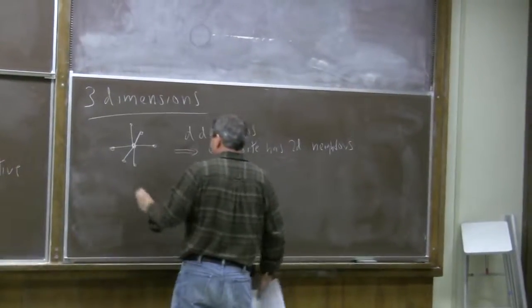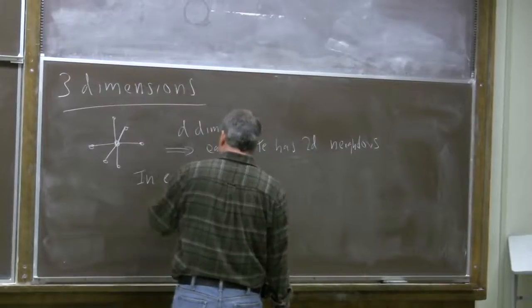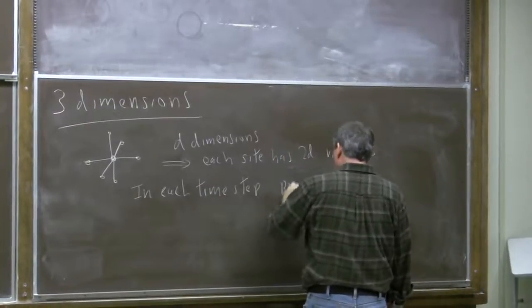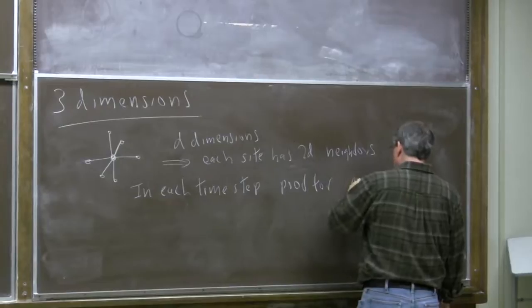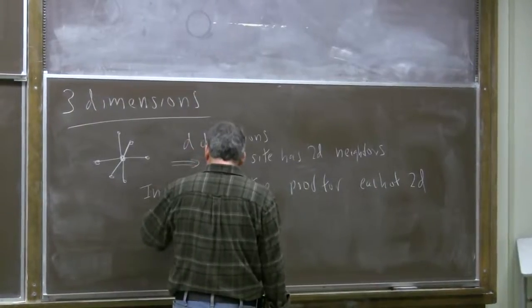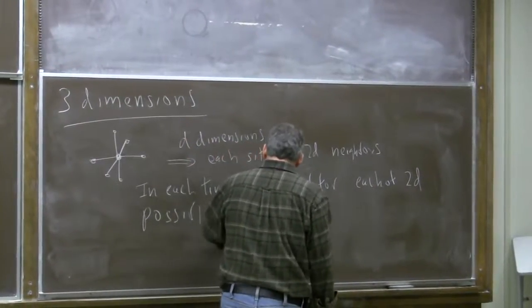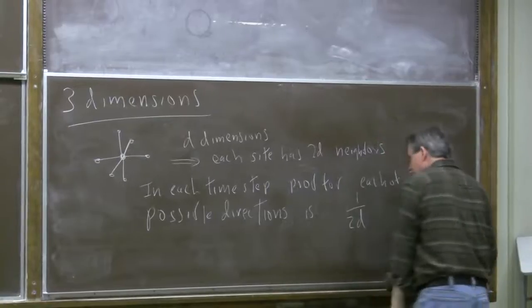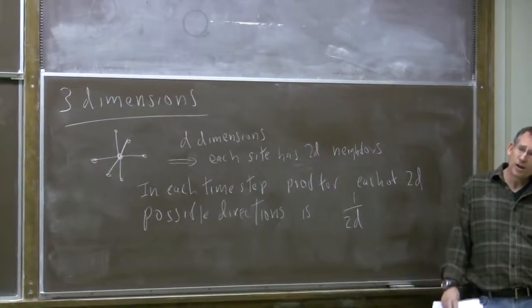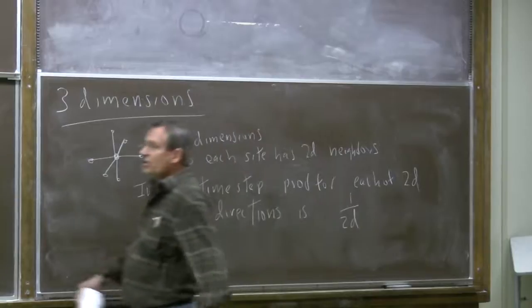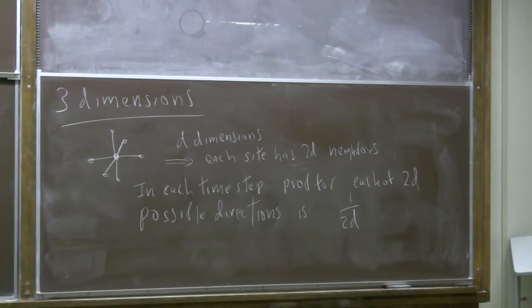Except now we'll say, in each time step, the probability for each of 2d possible directions is 1 over 2d. In other words, it's a uniform distribution. There are 2d possible ways you can go, and they're all equally probable. Before we had 2 ways, and the probability was 1/2. So in 3 dimensions, there are 6 possible ways to move, up or down, left or right, forward or back, and each gives the probability 1/6.